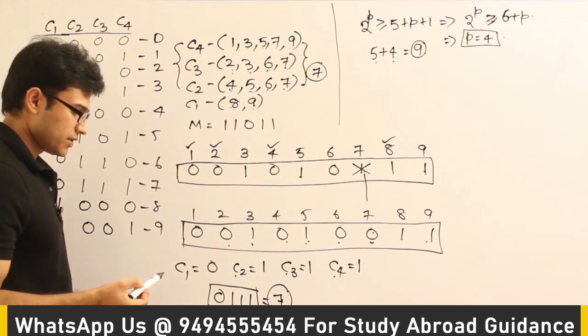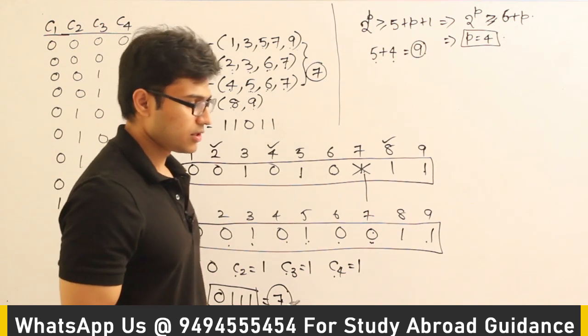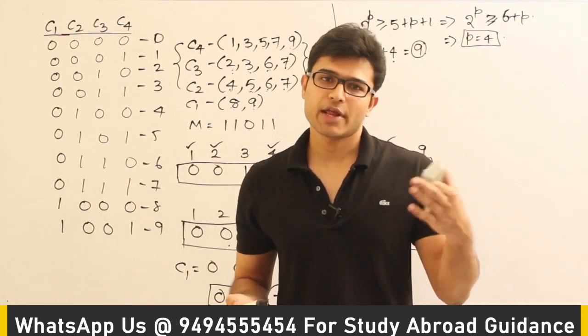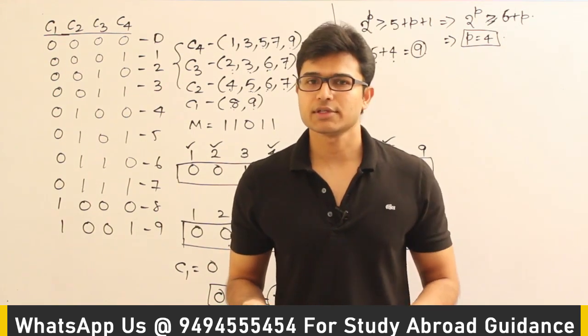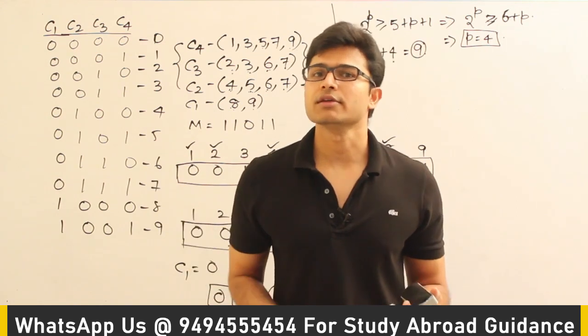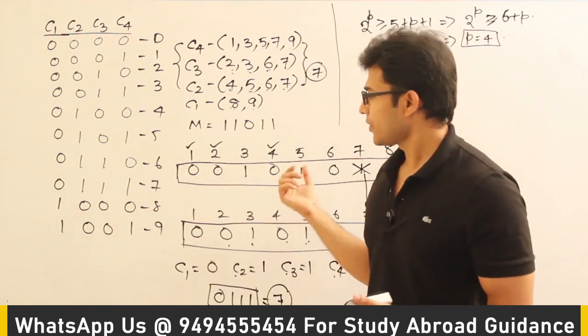So what are the questions that they might ask? They will give you the message and ask what the message is after Hamming codes are added. That is one kind of question. The second question is, they'll give you the message and ask you to find out the error, if any. So you are supposed to do this and find out the error.